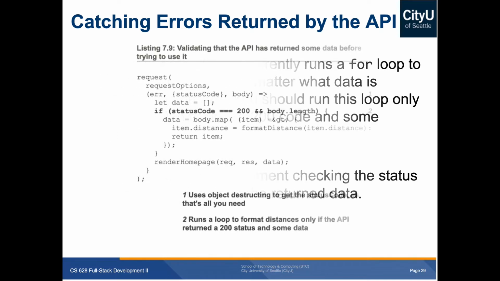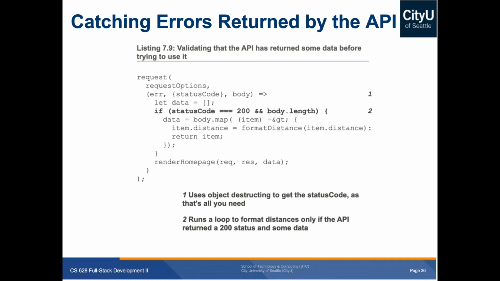Okay. So validating that the API returns some data before using it, we added the ampersand, right? It's an AND operator. So if the body has any data, we can know that for sure with body.length, right? Then we can format the distance, okay?